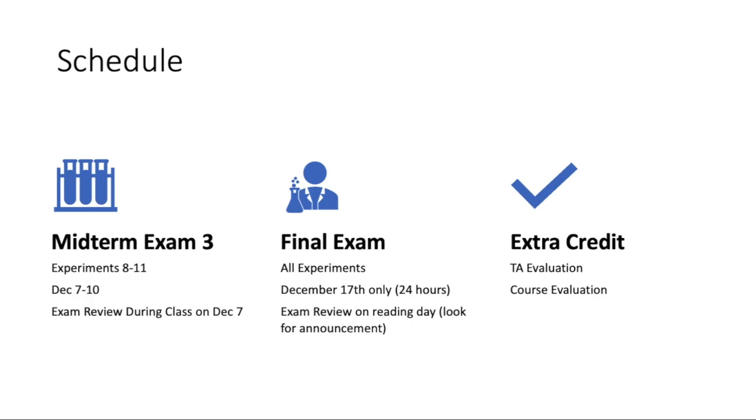Okay, this is the schedule for the rest of fall semester in 2020. If it's a different semester, check with your instructor, but all of these things will be coming up. For fall 2020, the midterm exam 3 will be after we finish experiment 11, open during the week December 7th through 10th, and there will be an exam review during class on December 7th and December 9th. And the final exam will be offered only on December 17th, just for a single day. It's open 24 hours that day, but just on that one day. There will be an exam review on the reading day, so look for an announcement about that.